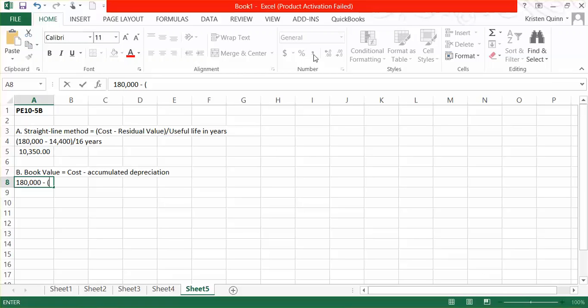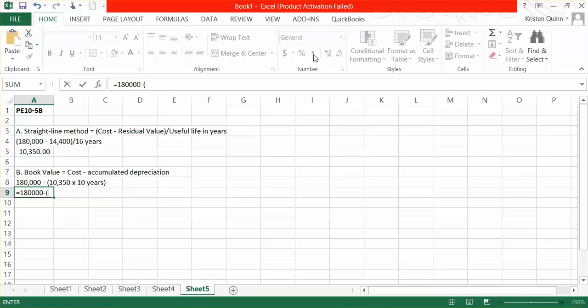So we'll take our initial cost of the $180,000 and we're going to subtract away our accumulated depreciation. We recognize $10,350 in depreciation expense each year as we calculated in Part A, and we've been doing that for the past 10 years. The $10,350 multiplied by the 10 years will get us our accumulated depreciation value.